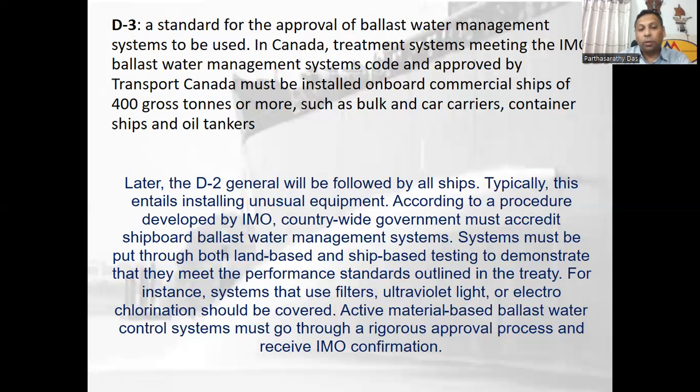For instance, systems that use filters, ultraviolet light, or electrochlorination should be covered. Active substance-based ballast water control systems must go through a rigorous approval process and receive IMO confirmation finally.